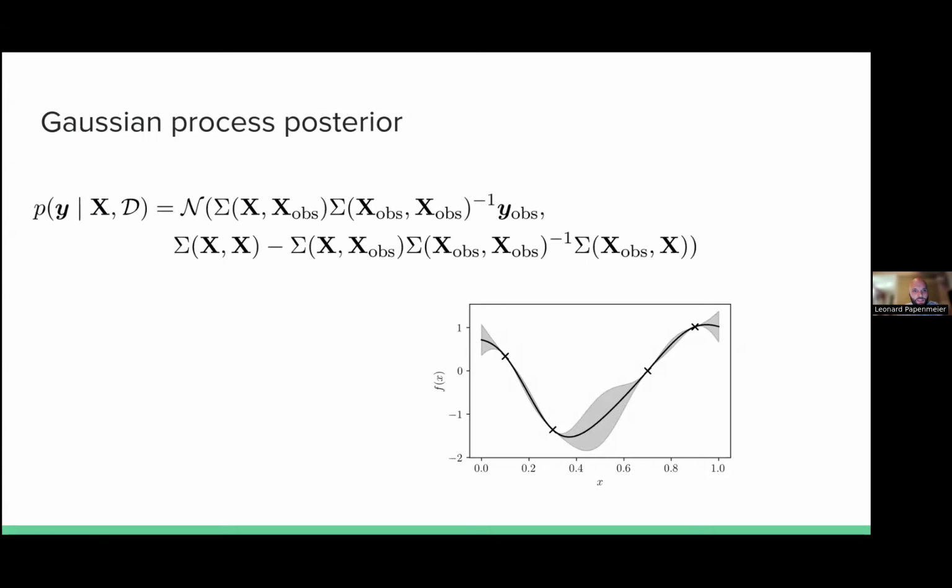But once you make some observations, you can condition this multivariate normal distribution just using the standard conditioning rules for multivariate Gaussians.